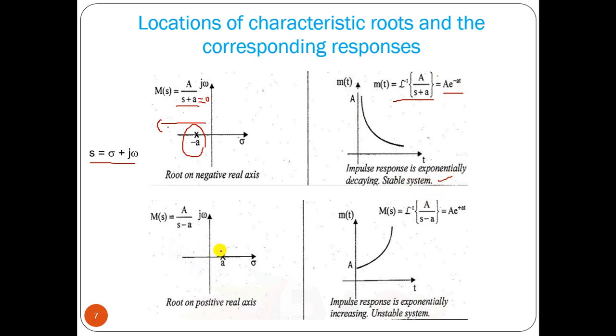Now if we have a pole on the right half plane of the system, then the transfer function is a by s minus a. If you take the Laplace inverse, the response will be a e to the power plus at. That means it is exponentially increasing, so it is not a bounded output with time. So that impulse response is exponentially increasing, so it is an unstable system.